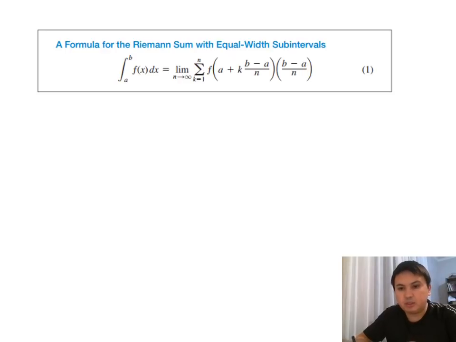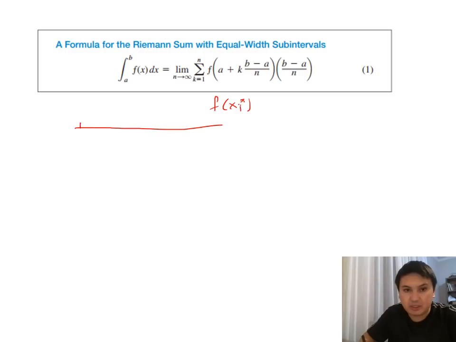So here is a more explicit formula. In the previous slide, we had f of x_i star here. Now we pick this x_i star to be the right endpoint of each subinterval. So again, let's recall. My a was x_0, then I had x_1, then x_2, etc. At the end, I had x_n, which was my b, and I have these subintervals.